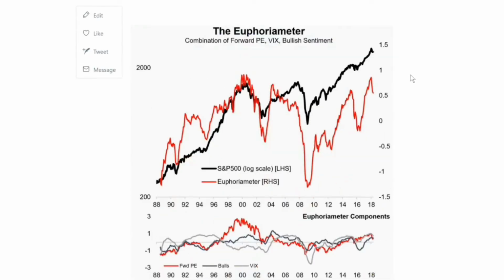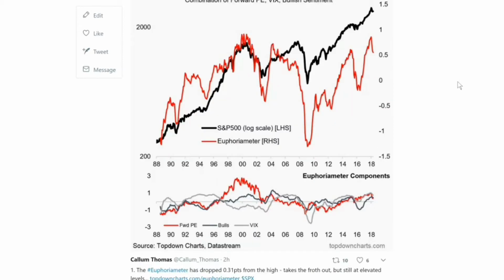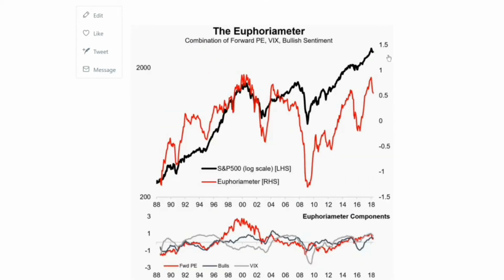And we're starting off this week with the Euphoria meter. This is a combination of the forward PE ratio, bullish surveyed sentiment, and the VIX. So it gives you a well-rounded view of sentiment by looking at market measures and surveyed measures. Bottom line is, it has dropped off from very frothy, very euphoric levels down to slightly less euphoric levels. Basically that froth has been taken out of the market there.